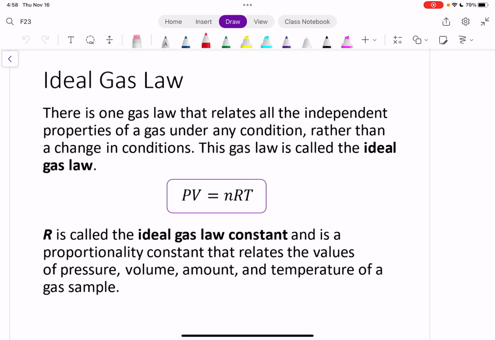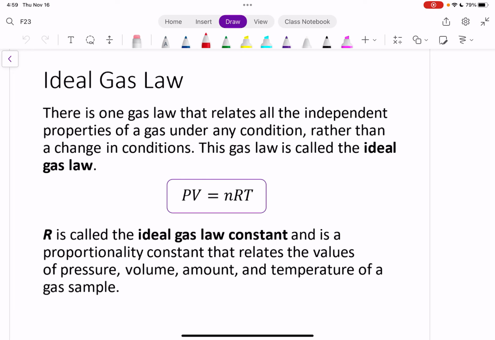So in the last video, we talked about the combined gas law at the very end of the video. And that one's really cool because it compares pressure, temperature, and volume from an initial sample versus a final sample of gas. But today, I want to talk about the ideal gas law, which is a gas law that relates all of these different properties of a gas, even more so than the combined gas law, under any condition, rather than when you have kind of like a change in conditions.